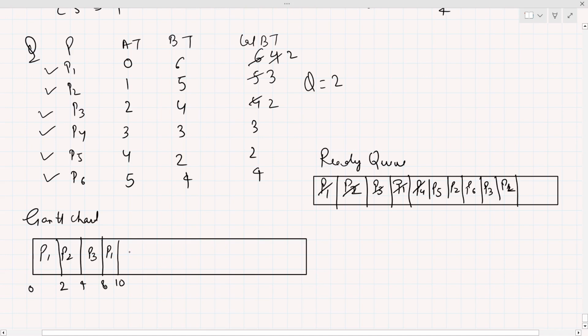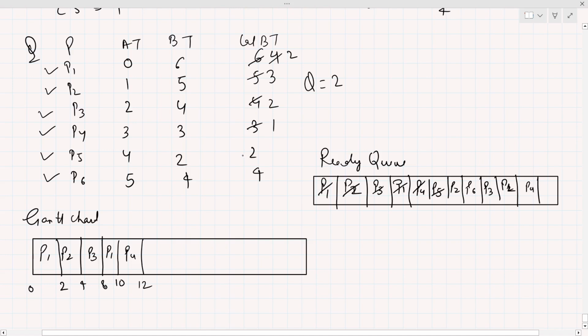After that, P4 gets the CPU. P4 runs from 10 to 12, so the burst time left is 1. The next process is P4, and after that P5 will get the CPU.